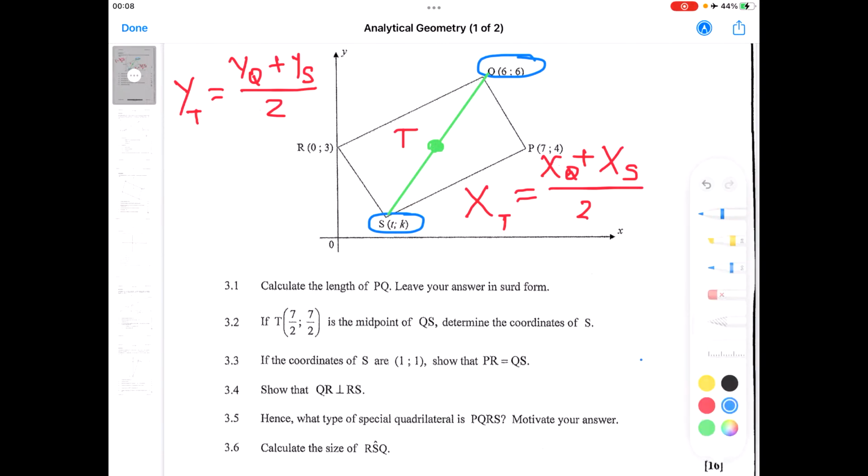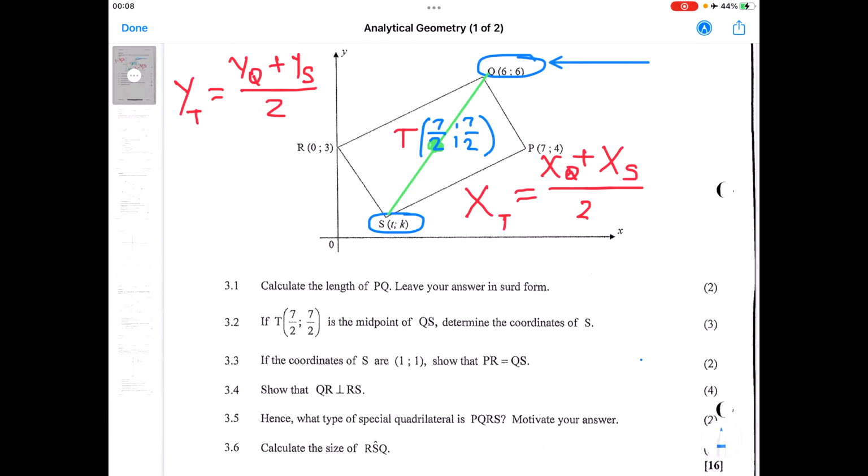So this is how you substitute. You know that point T has the coordinates 7/2 and 7/2, and this is the middle point. So can you see? You have that known point, you also have that known point, and this is the unknown point that you are looking for. If you remember, I've always been saying analytical geometry is a game of two things, which means you need to know 2 points or 2 things in order to calculate the third unknown.